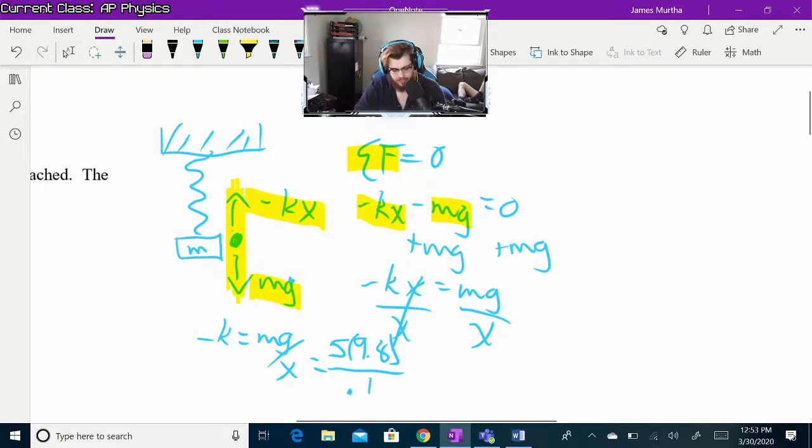Now, 5 times 9.8 is 49. I know that off the top of my head because it's half of 98. And then we divide that by 0.1. When you divide that by 0.1, it moves the decimal over, giving us 490 newtons per meter. It's going to be negative because it's negative K, so we just have to move our negative over. But not that it really matters, because technically this distance is also a negative distance because it went down. So it's taken care of. We really don't have to worry about that.